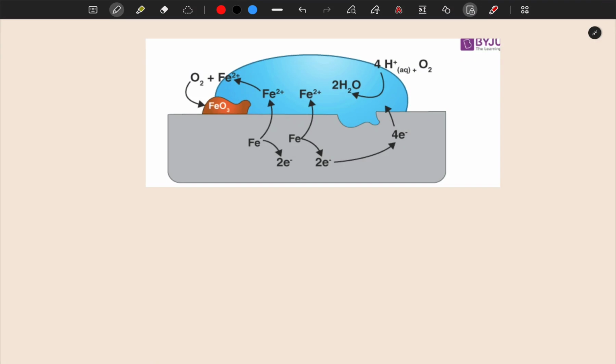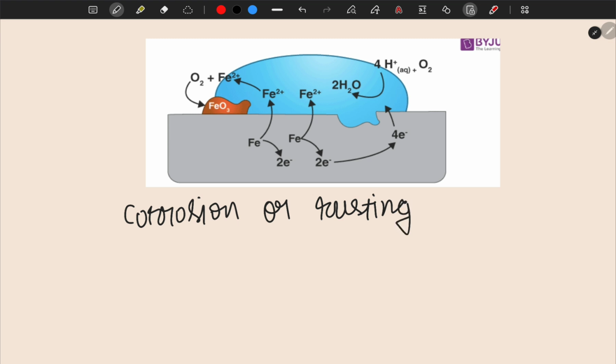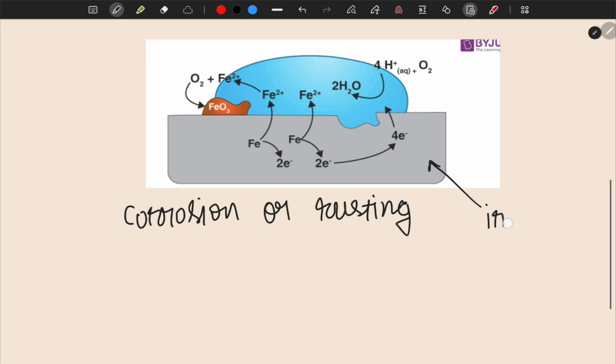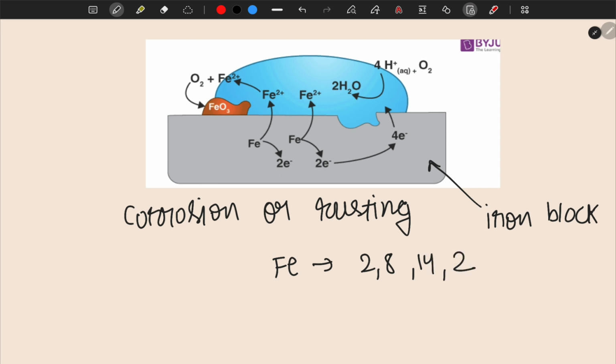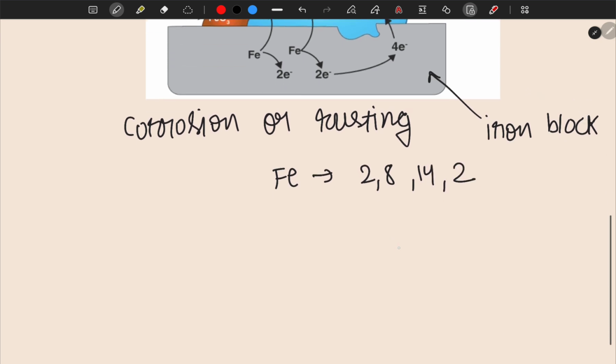Today's class, you know that we have discussed this particular thing called corrosion or rusting. So with this picture we will try to understand what is going on here. So this is your iron block or iron rod or nail or whatever you want to call it. As I told you, this is iron, and you know the electron configuration of iron is 2, 8, 14 and 2. So how does the atomic structure of iron look?